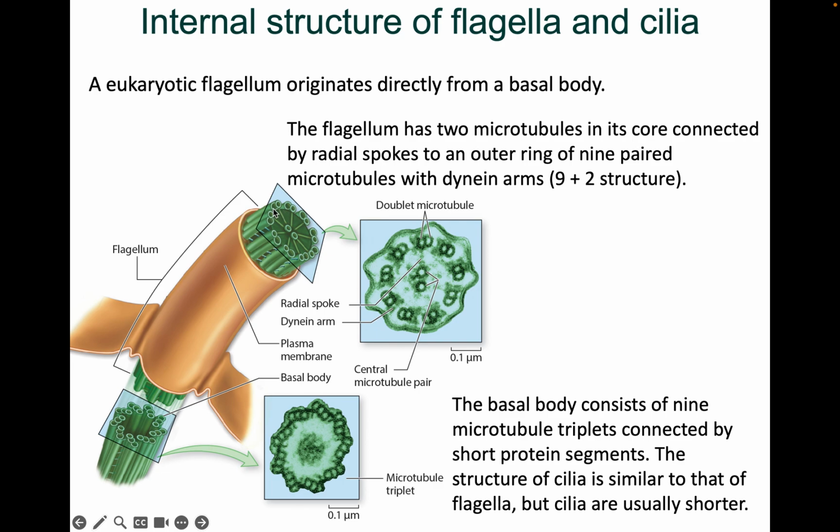And it gives this structure: you have doublets, not triplets. In this case, you have doublets organized in nine, so there are nine of them creating this big structure. And inside, in the middle, you have a doublet. That's why we call this the 9 plus 2 structure. Nine doublet microtubules outside, and then you have two in the middle.